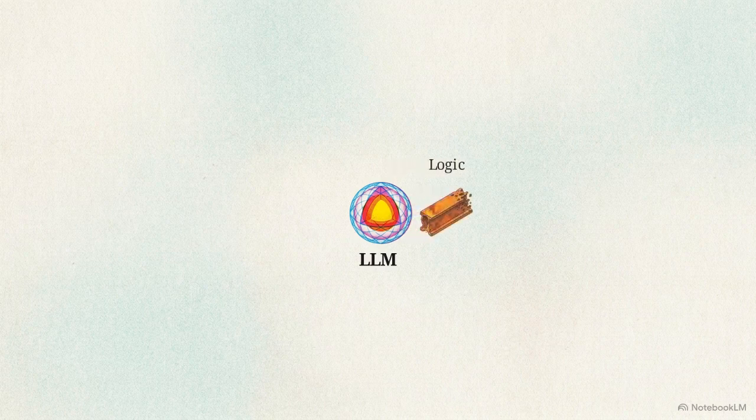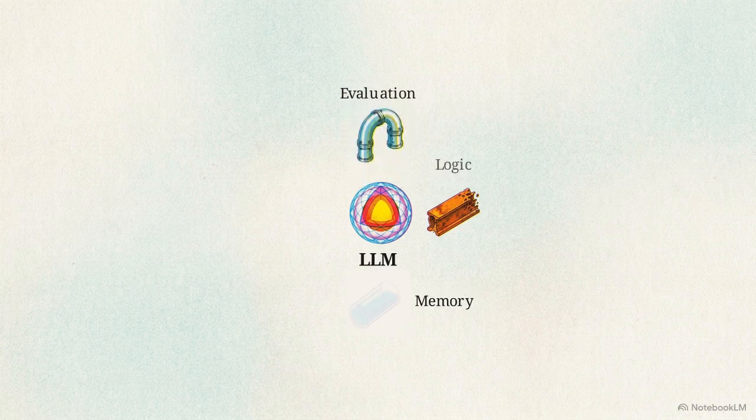First, context rot degrades the model's logic. Second, session amnesia wipes its working memory. And third, the model is structurally incapable of objectively evaluating its own output.